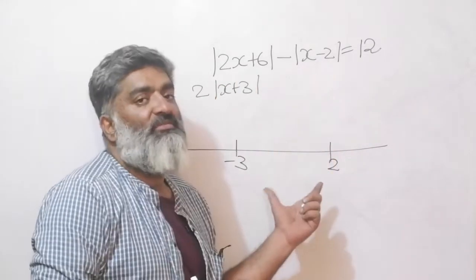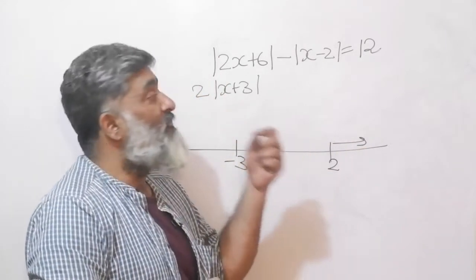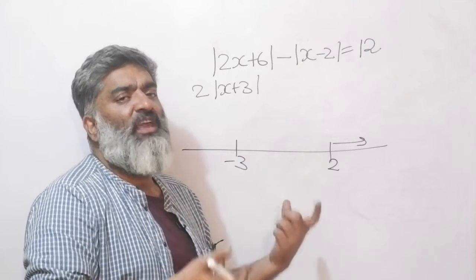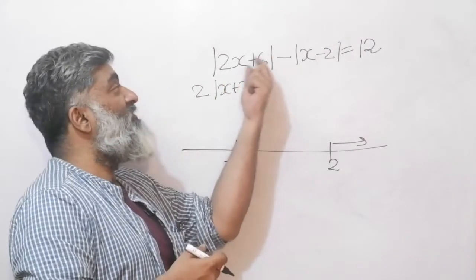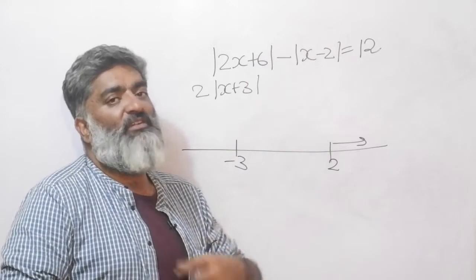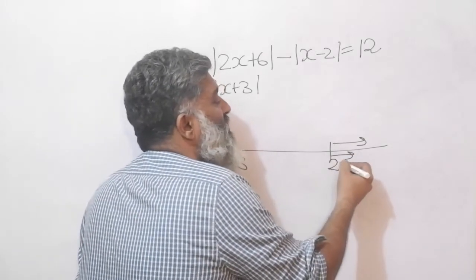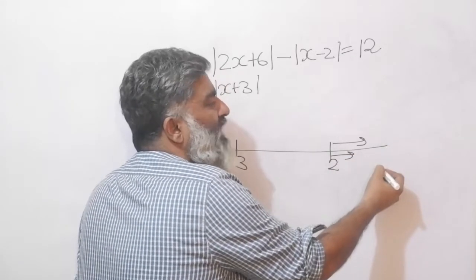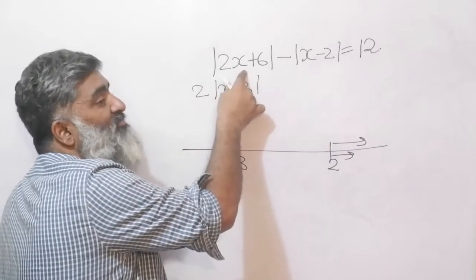Why am I plotting these numbers? Because it makes my thinking easier. Why do I have to pay special attention or be careful at all? Because a mod means two things, depending on whether whatever is inside is positive or negative. I'm assuming by now everybody has that in their memory banks. So if I go to any point beyond 2, think of examples 3, 4, 5, 10, this will always be positive.